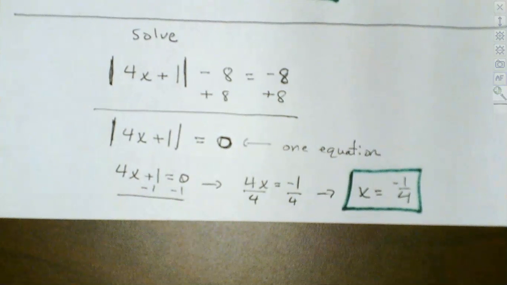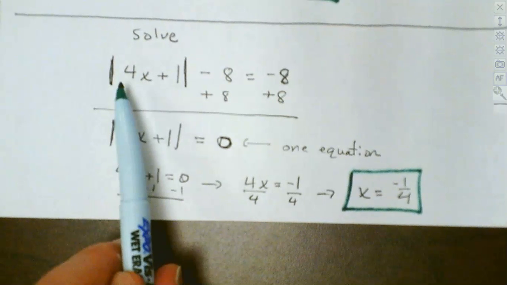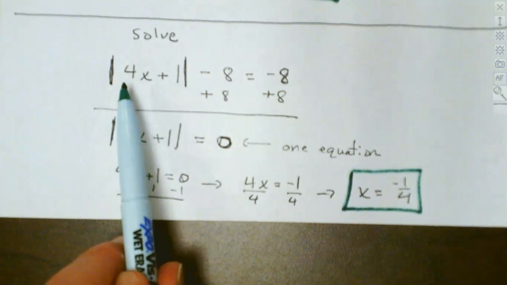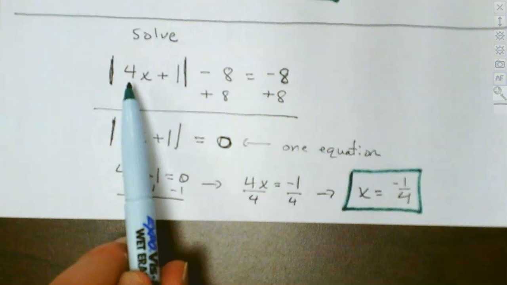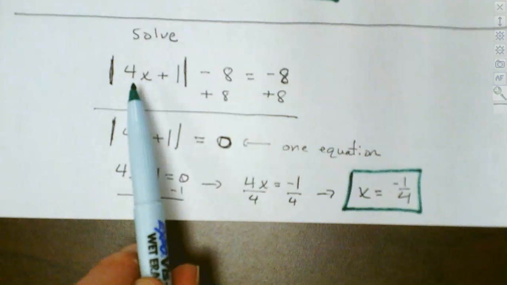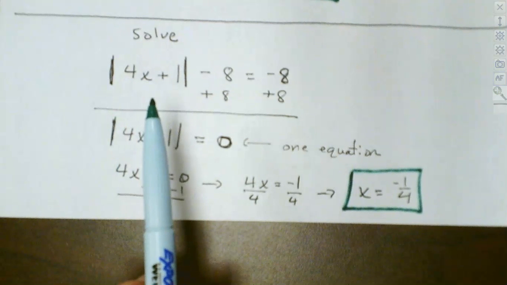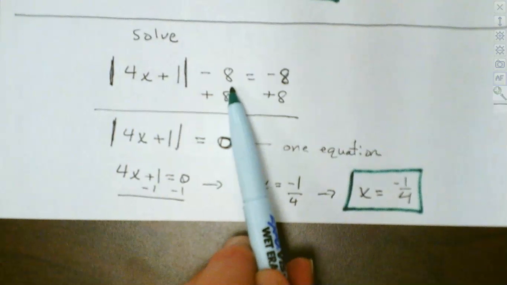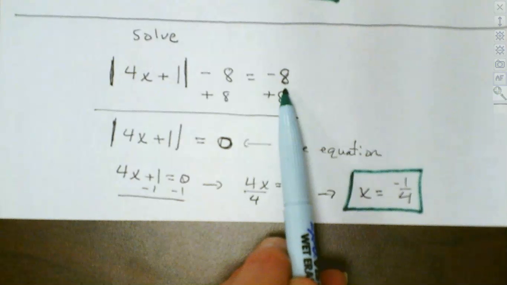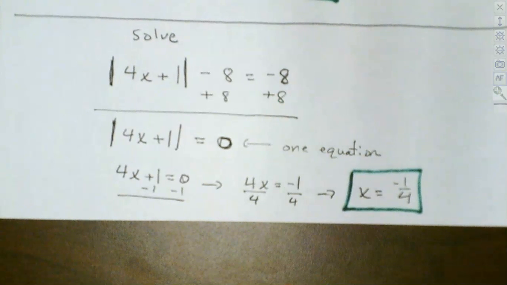And if you wanted to, you could check it. How can you check it? Well, if you plug this negative 1/4 in here, those 4's are going to cancel, and that's going to leave you with a minus 1. Minus 1 plus 1 is 0. The absolute value of 0 is still 0. Minus 8 makes it a minus 8. It would then match up with the other side, which is also a minus 8. Right? So that's why you only get one solution, because 0 makes it one equation.